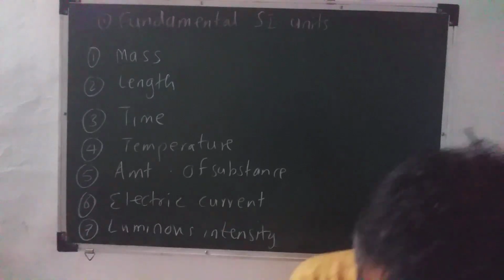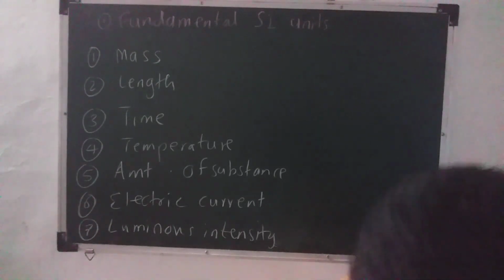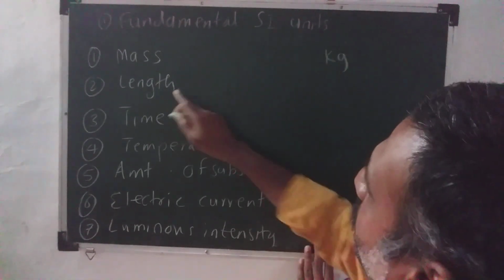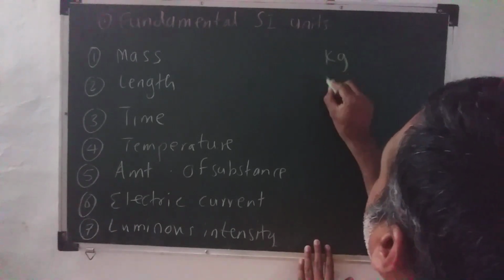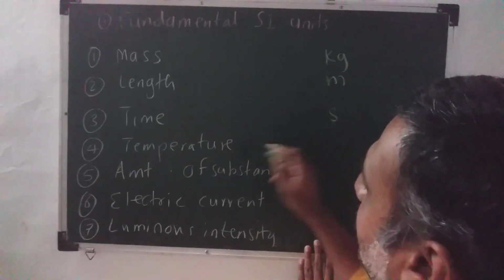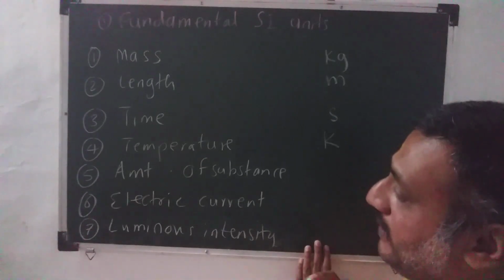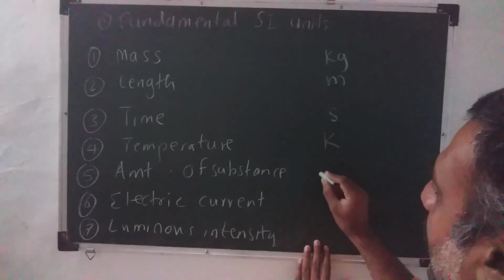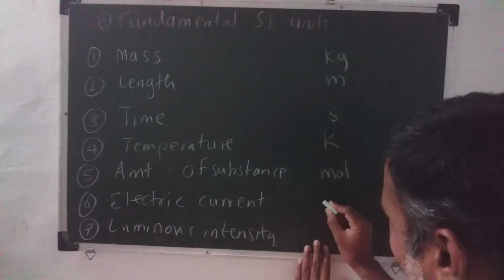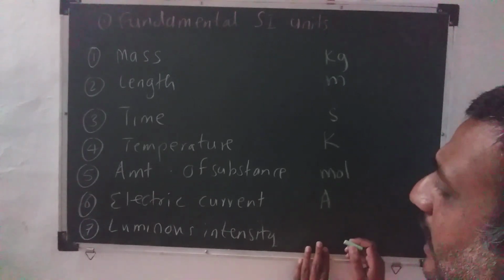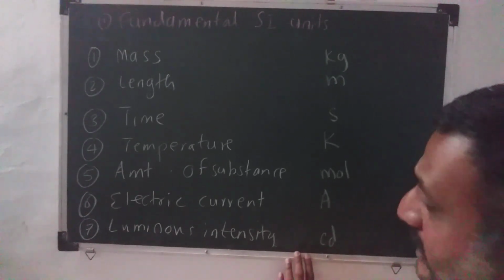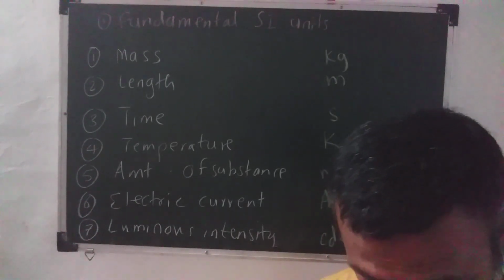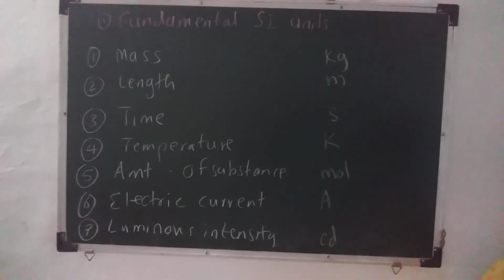Their SI units: the unit for mass is kilogram, the unit for length is meter, time is measured in second, temperature is measured in Kelvin. Here it is capital K. Okay, in kilogram k is small, in Kelvin K is capital. Amount of substance is measured in mole, electric current is measured in ampere, and luminous intensity is measured in candela, cd. Okay, so these are the 7 fundamental physical properties and their corresponding units.